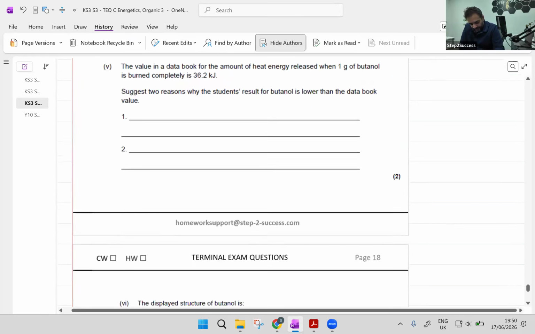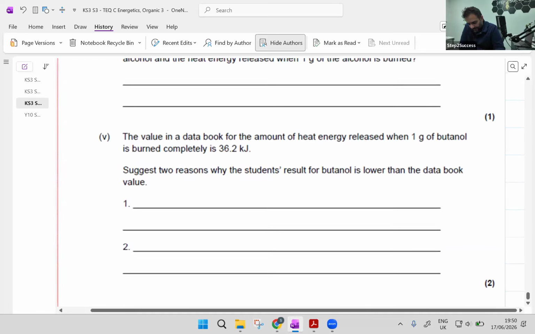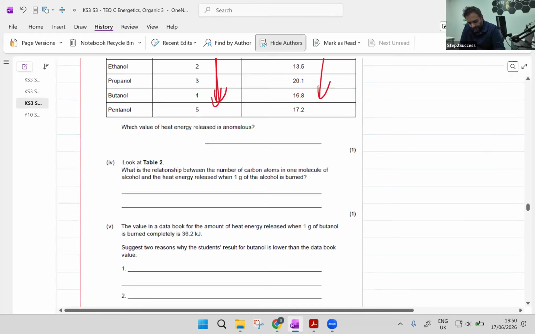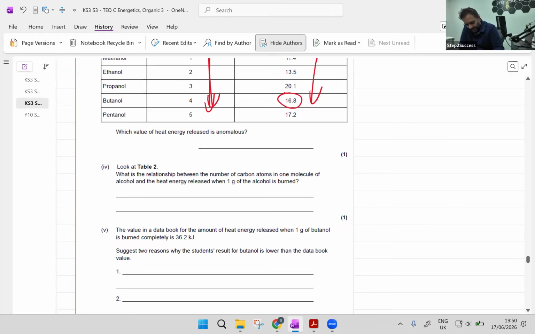And then the last one, the value in the data book for the amount of heat energy when 1 gram of butanol is burned. Butanol is there, is actually 36.2. Give two reasons why this looks wrong. I mean, that number should have been bigger.